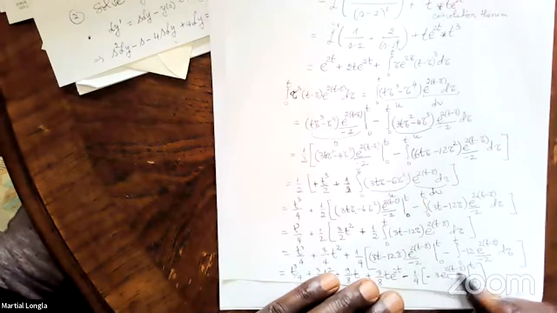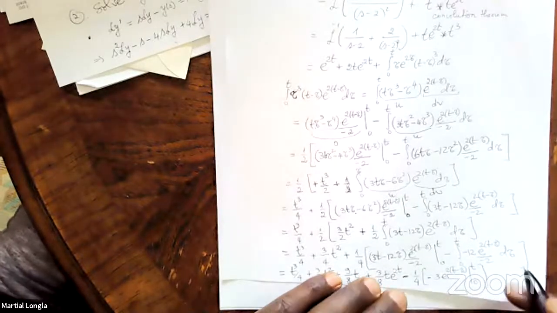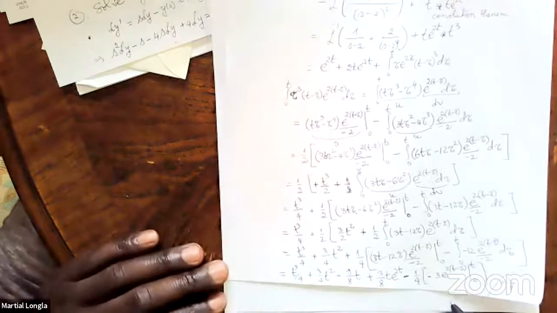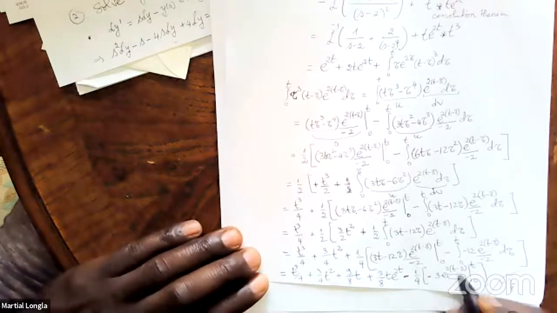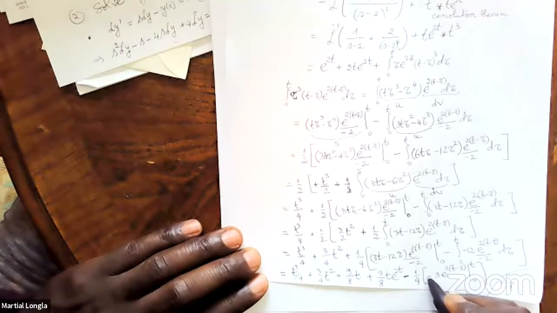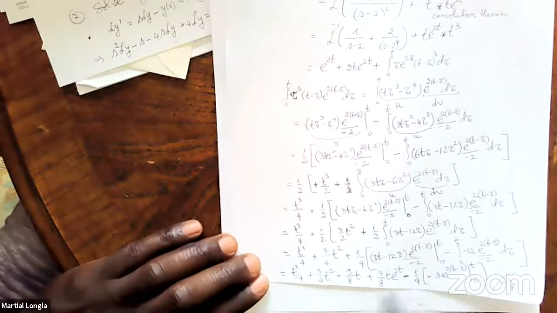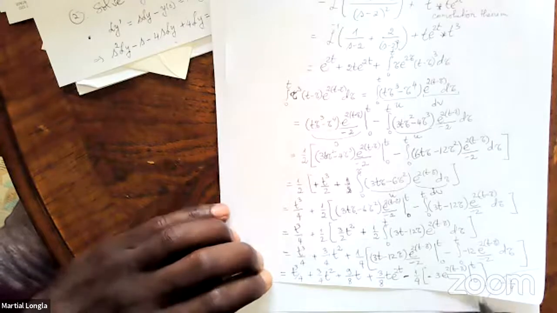So what does this one give us here? When you plug in t, you get a constant 0. That's minus 3. So it gives you plus 3/4 when you plug in t. And when you plug in 0, you get minus, and this minus becomes plus, and this minus, it's minus. So that's minus 3/4.